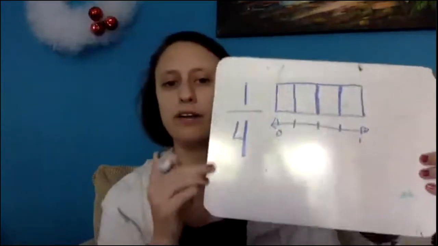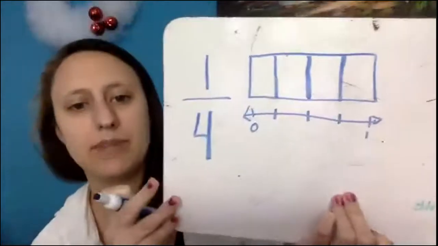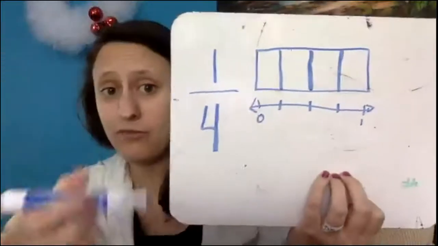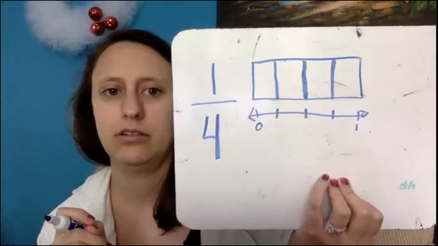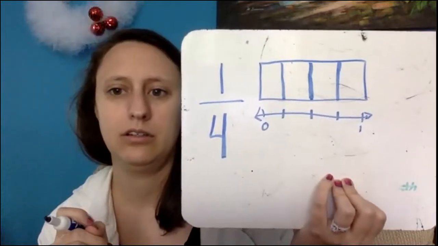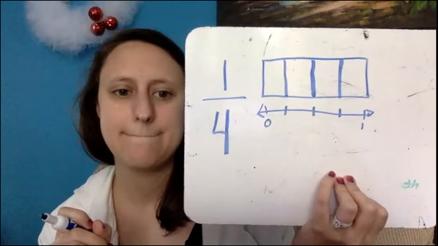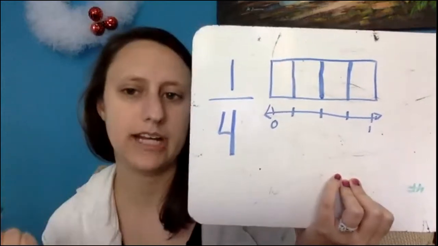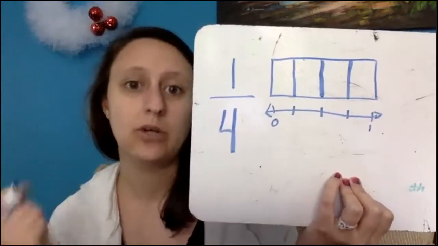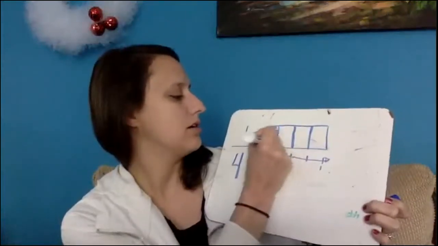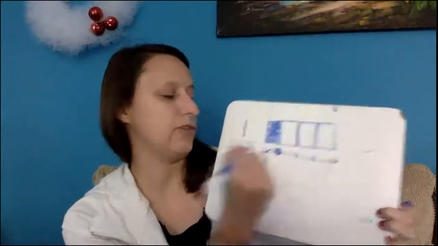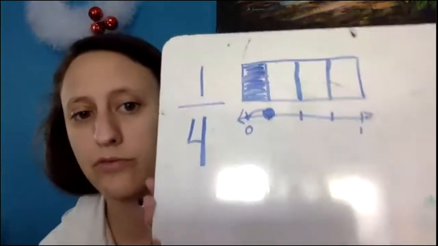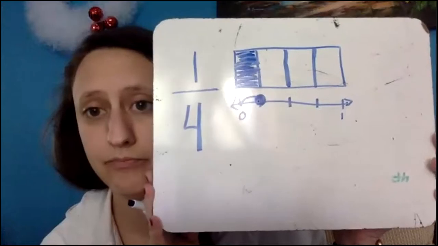So if I had 1/4, I'm sorry, there's a glare. Try to keep that glare off of the board. If I have 1/4, I'm going to shade in how many parts? How many parts are going to be shaded? 1. Just 1, okay? So I'll shade in my 1 part. And on here, I would do 1 jump from 0. And so right there would be where 1/4 is on the number line, okay?